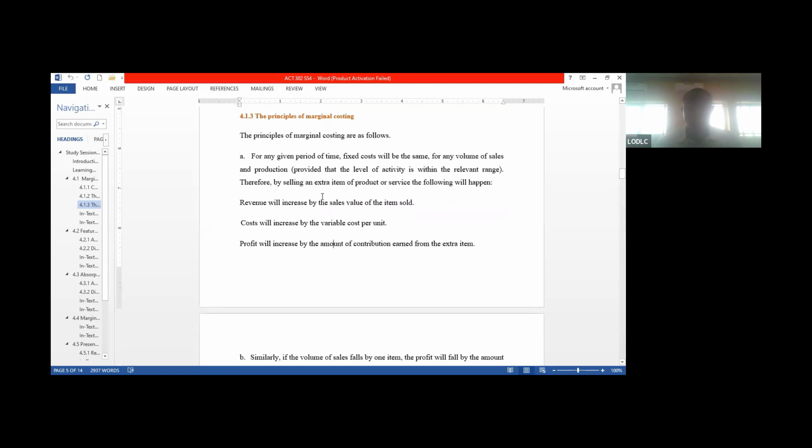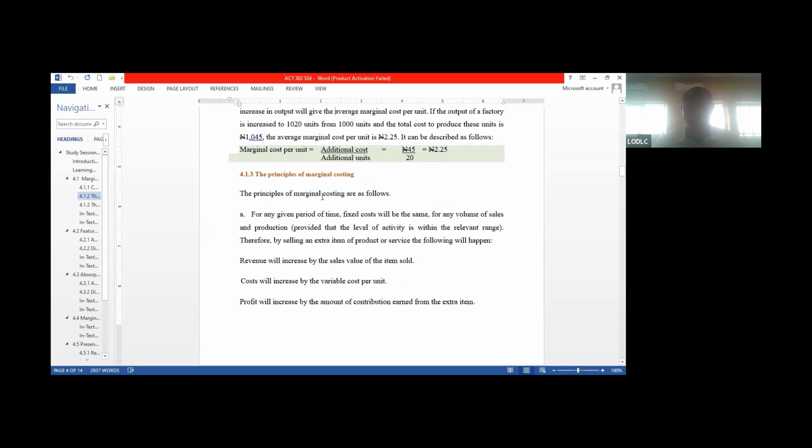So the principles of marginal costing. The principles of marginal costing are as follows: for any given period of time, fixed cost will be the same for any volume of sales and production. Look at this thing now. This building was built maybe 4 or 5 years ago. Do you understand? And they have been increasing the number of computer outlets here almost every year. So the number of output does not commensurate with the building itself. So whatever the level of output, the building still remains the same, which is the cost of the building.